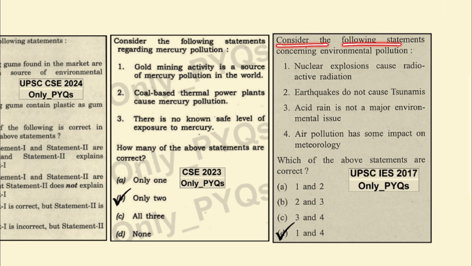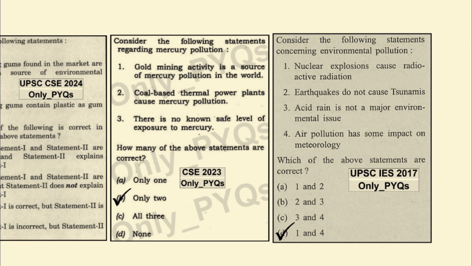Consider the following statements concerning environmental pollution. Nuclear explosion causes radioactive radiations. Earthquake does not cause tsunami. Acid rain is not a major environmental issue. Air pollution has some impact on meteorology. How many of the above statements are correct?